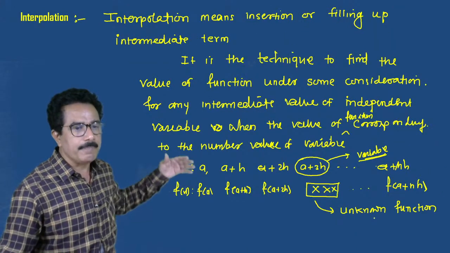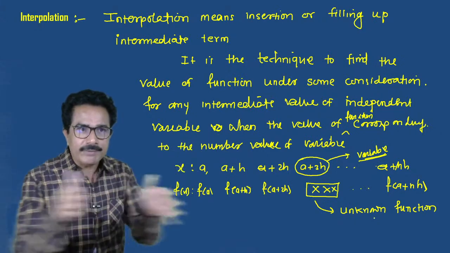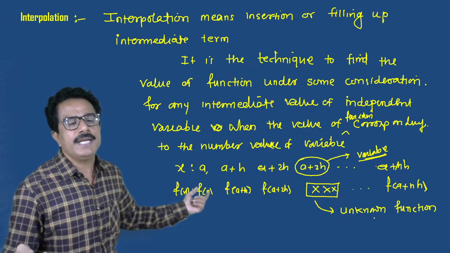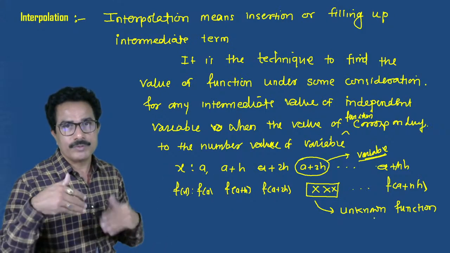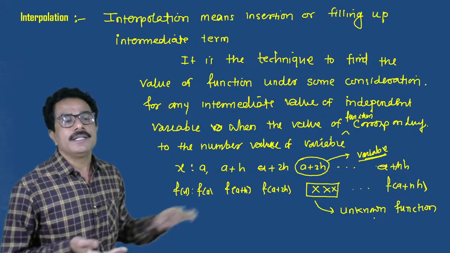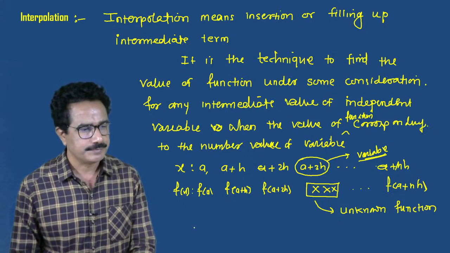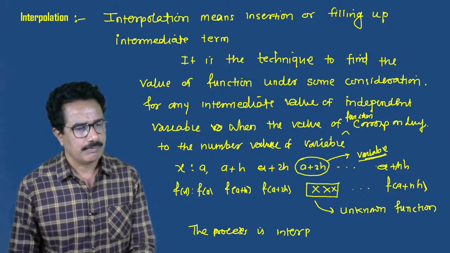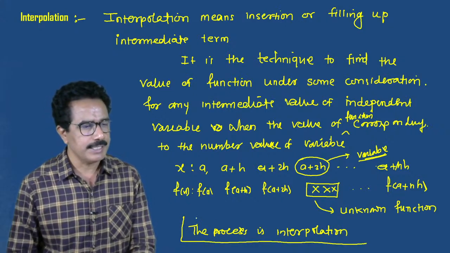And to find the unknown term in between the given range, see here the range is f(a) to f(a plus nh), and suppose f(a plus 3h) is the unknown term we have to find, then that process is called interpolation.